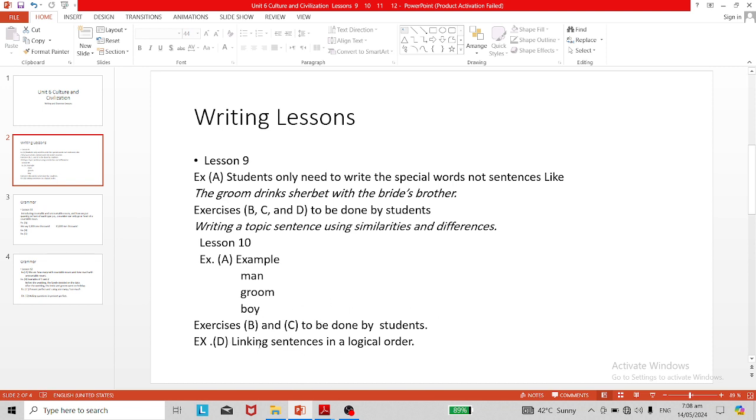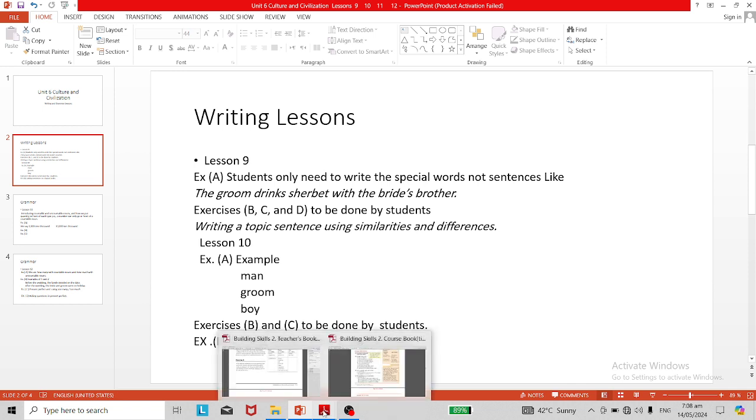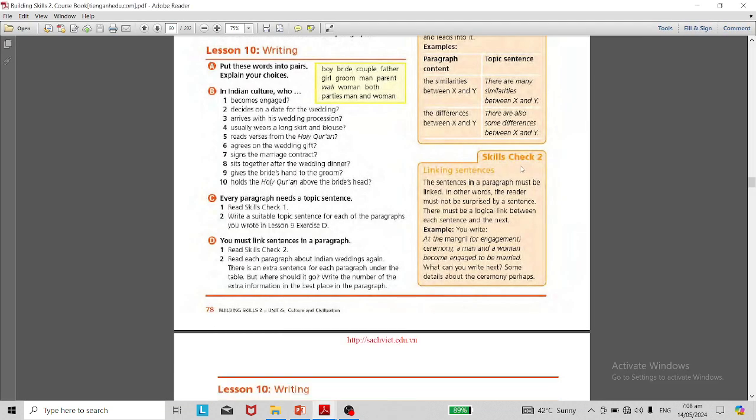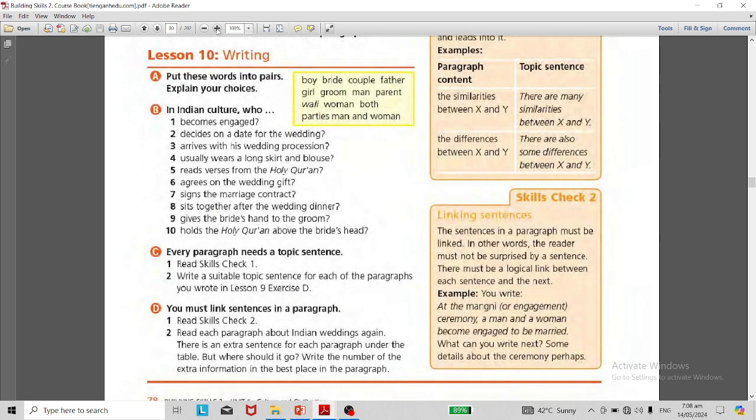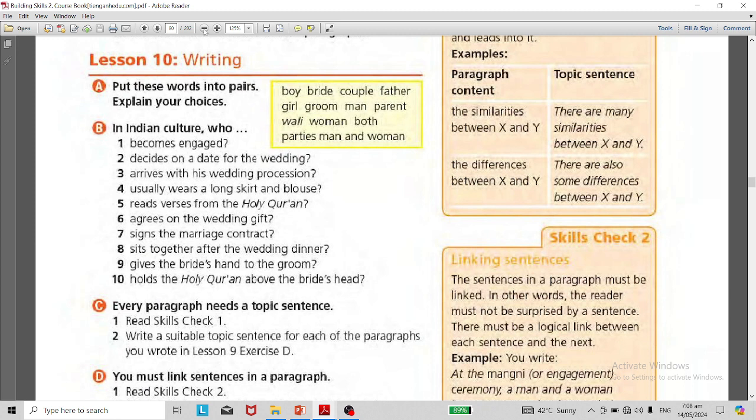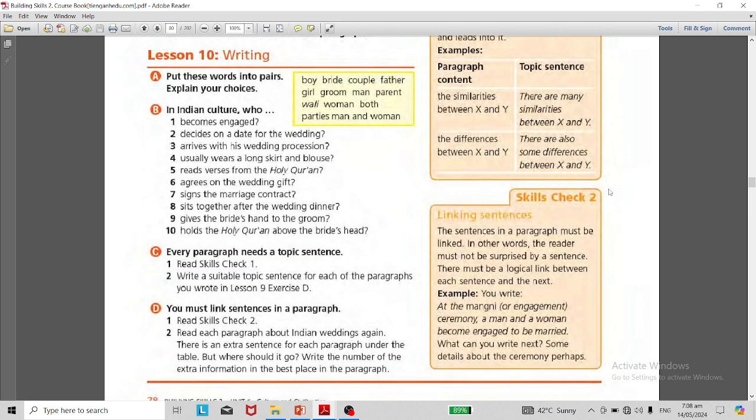Exercise D, the most important point here is linking sentences in a logical order. Let's see. We have skills check 2, linking sentences. The sentences in a paragraph must be linked, joined together. In other words, the reader must not be surprised by a sentence. There must be a logical link between each sentence and the next.